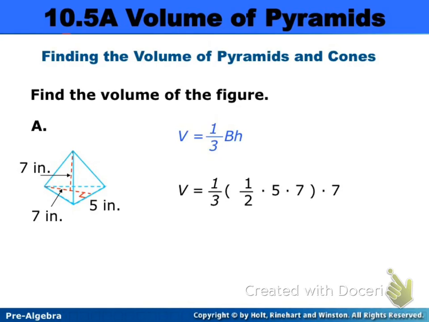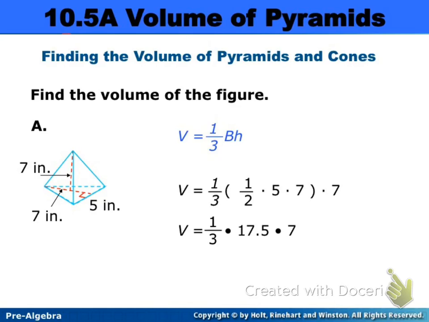So the volume is 1/3 of, and then we have 1/2 times 5 times 7. That 1/2 times 5 times 7 is the area formula for the triangular base with a base of 5 and a height of 7, right? So we have 1/2 base times height for the area times 7. So there's lots of numbers there.